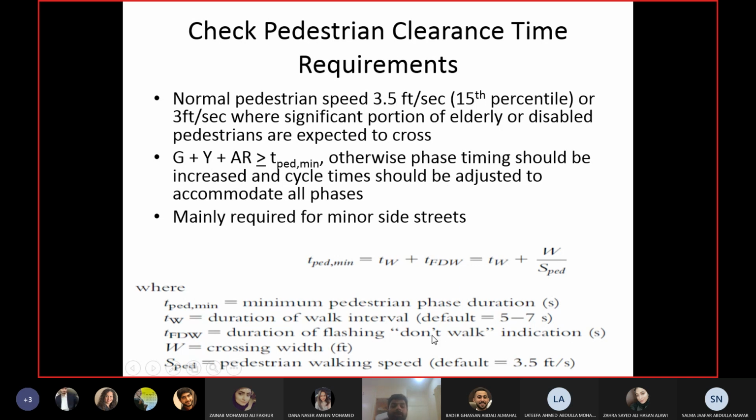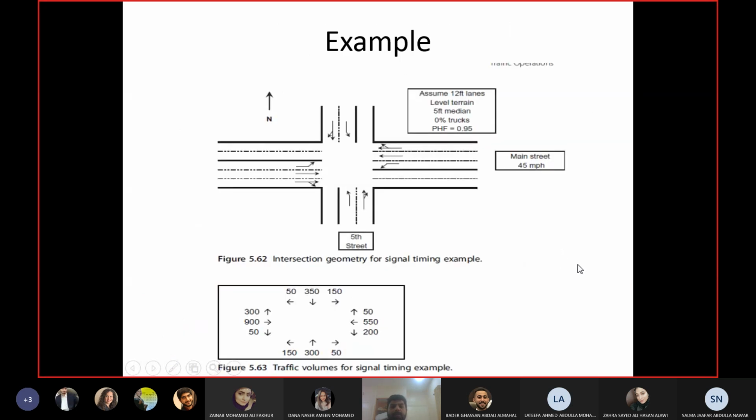Okay, so the walk interval is normally 5 to 7 seconds. Okay, and the don't walk interval can be calculated using this ratio. W is the crossing width, divided by the speed of the pedestrians, and as I said, you can take 3.5 seconds or maybe a higher speed as well. Let us look at an example. I have one example and a problem. So we will look at this example today, and in the next class, we will inshallah solve the other problem.